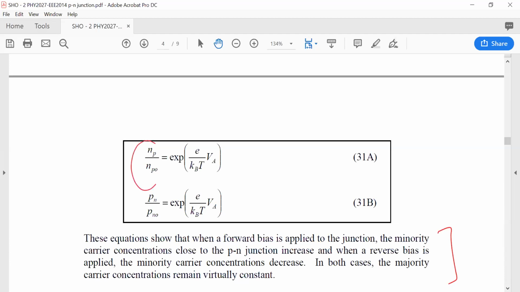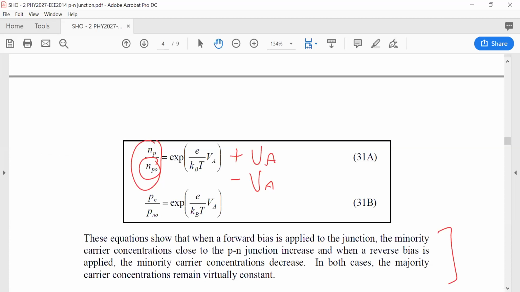So just making sure you understand what this term is, NP is the minority carrier concentration when a bias is applied, NP0 below is the minority carrier concentration at equilibrium when the bias is not applied. So the relationship between NP over NP0 is just showing you the ratio. So you can tell if the ratio is going to increase or decrease, and it will actually increase. The minority carrier concentration will go up when there's a positive forward bias, and it's going to decrease when there's a negative bias, in other words, a reverse bias applied.